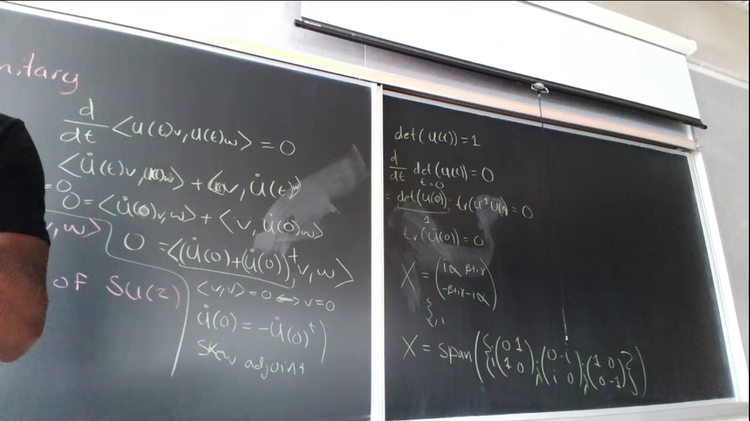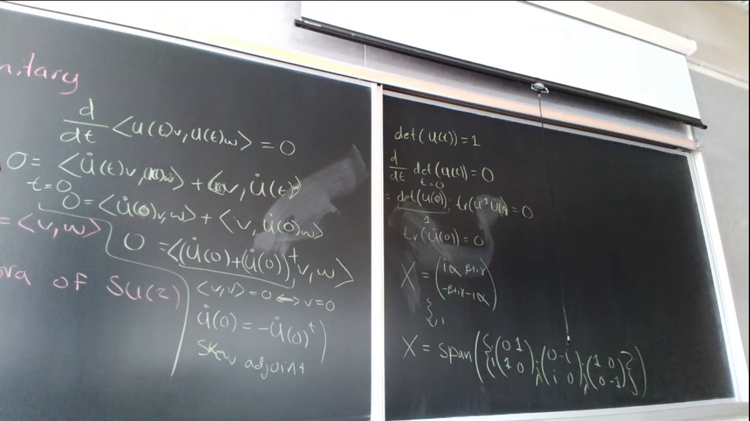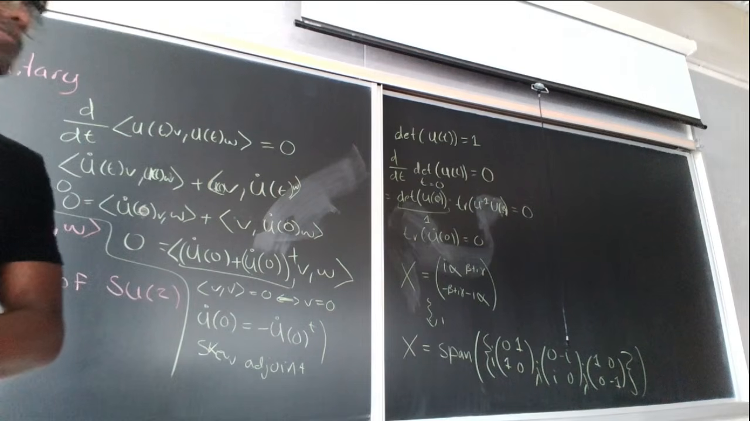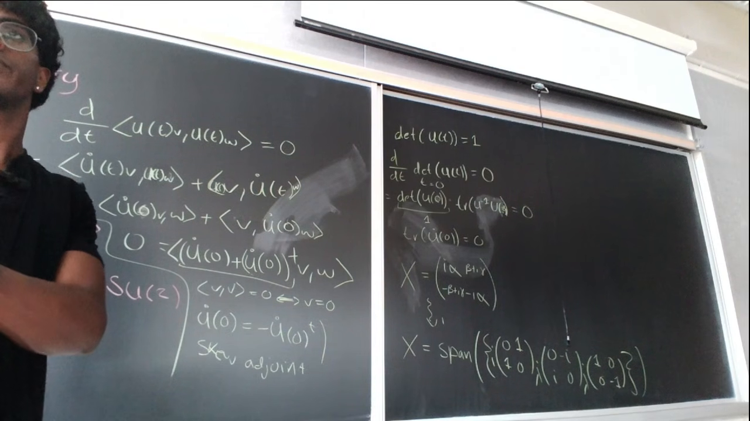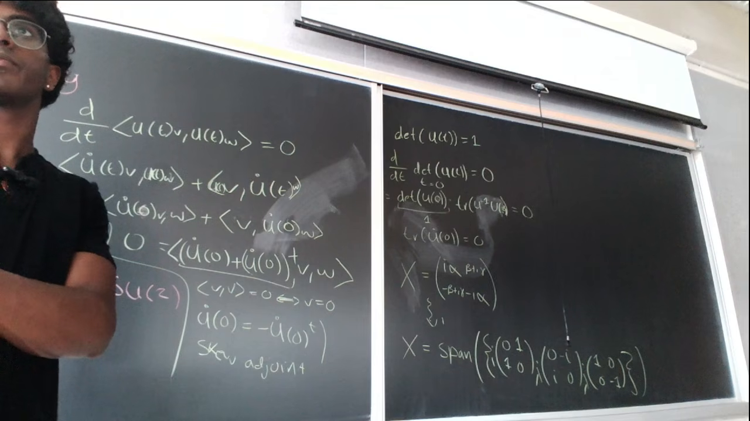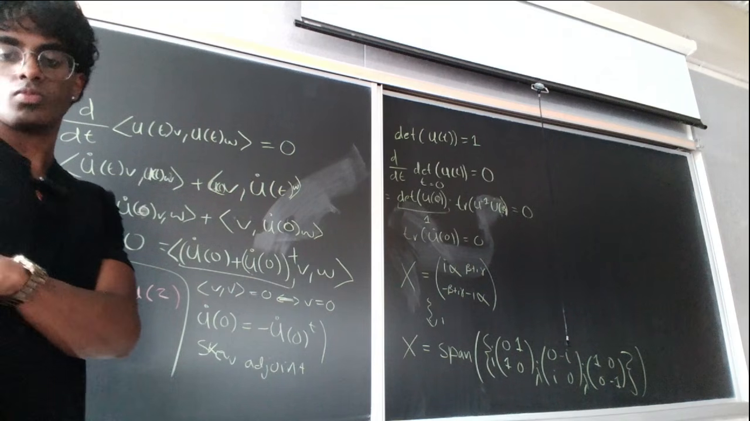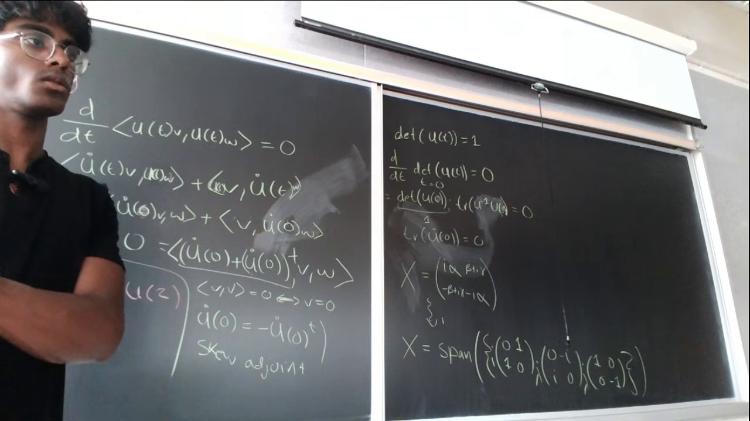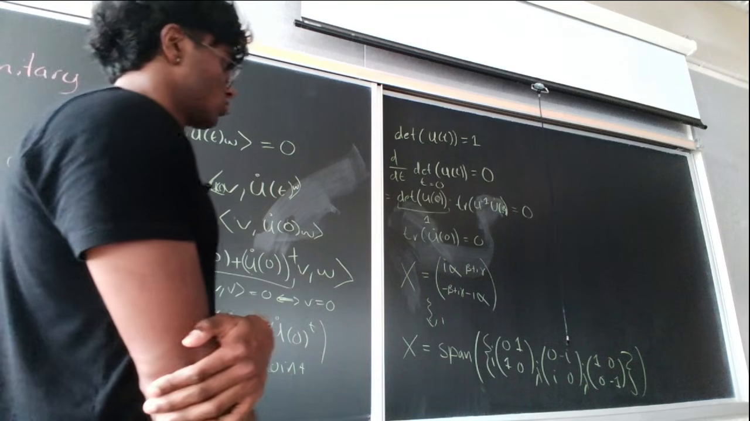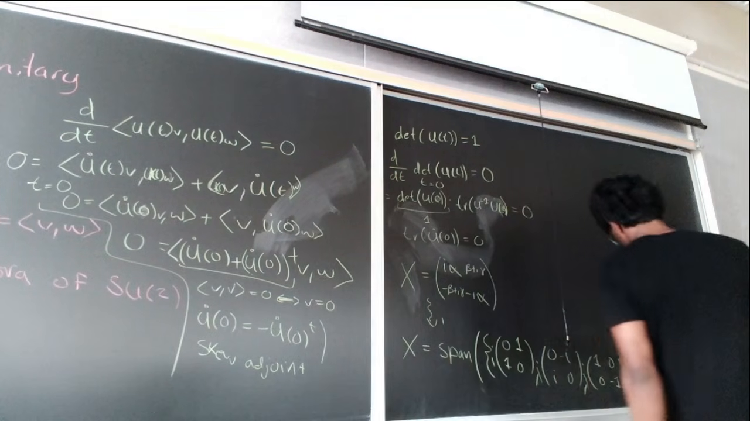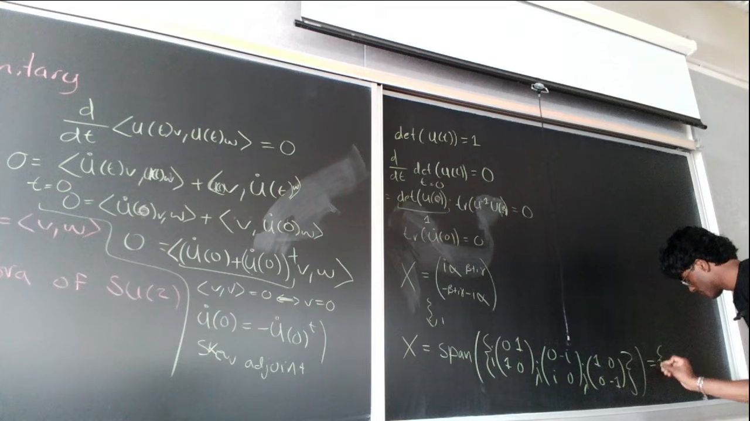Take AD minus BC, where A, B, C, D are all functions of t, and take the derivative at t equals 0. If t equals 0, you know that a equals 1, b equals 0, c equals 0, d equals 1, because you start with the identity. So you will only be left with what? You'll only be left with certain terms.